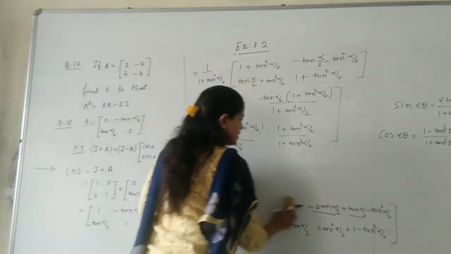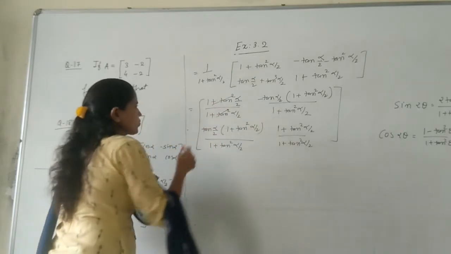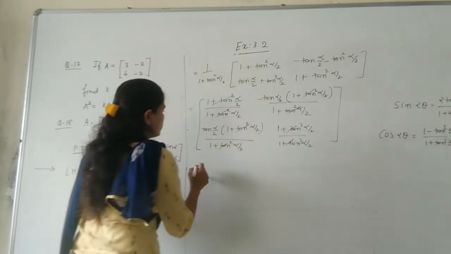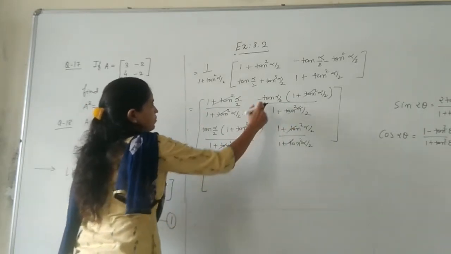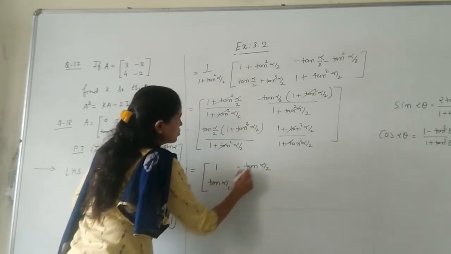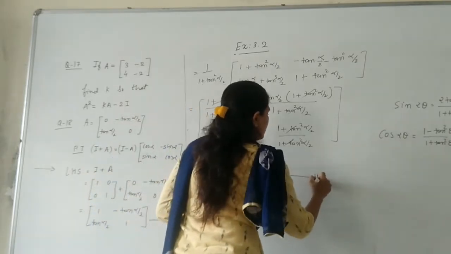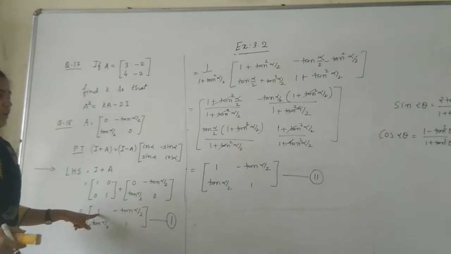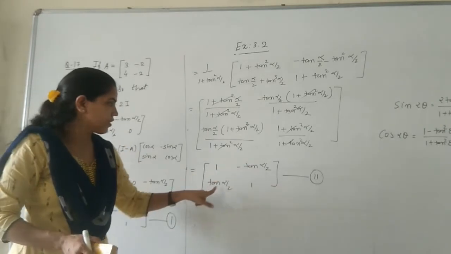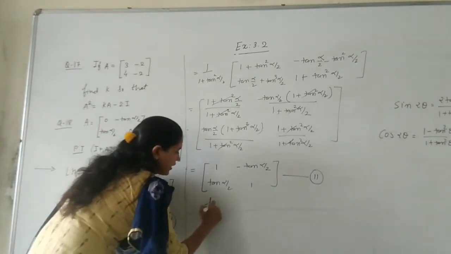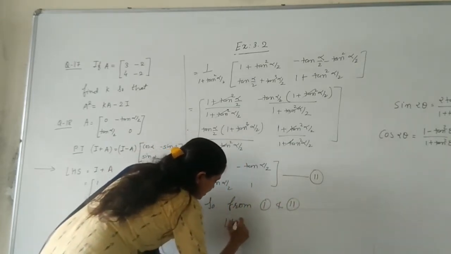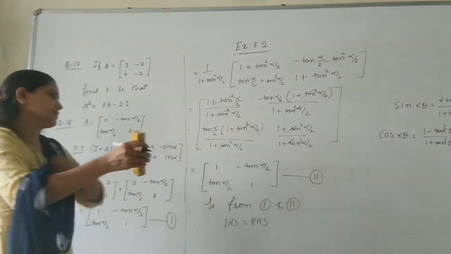So now your answer is there. You can see here, 1 plus tan square alpha by 2 and 1 plus tan square alpha by 2 cancel. Here also cancel. This is also and here also. So we are getting here 1, here minus tan alpha by 2, here tan alpha by 2 and here 1. This is our result number 2. So what is your result number 1? 1, minus tan alpha by 2, tan alpha by 2 and 1. Here 1, minus tan alpha by 2, tan alpha by 2, 1. So from 1 and 2, we can say LHS is equal to RHS and hence proved.